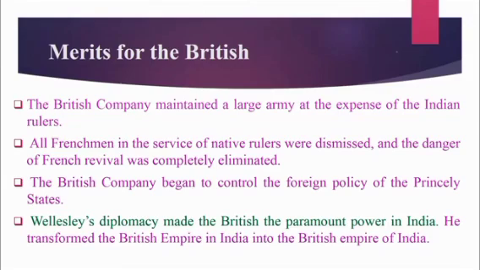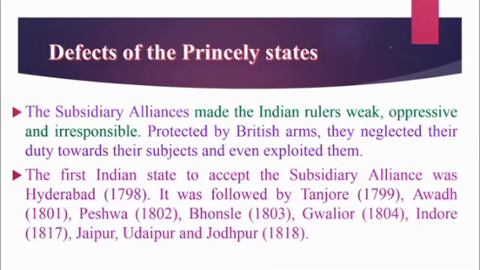So students, next we are going to see the defects of the princely states. The subsidiary alliances made the Indian rulers weak, oppressive. Oppressive means dominating and irresponsible. Protected by British arms, they neglected their duty towards their subjects and even exploited them.